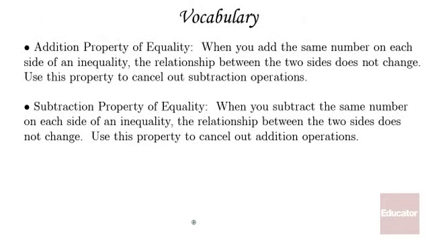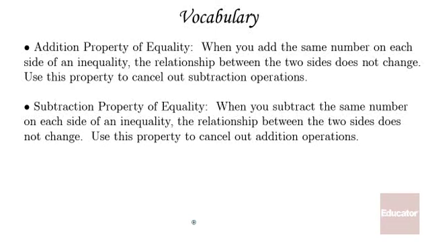Vocabulary for this lesson is the addition property of equality and subtraction property of equality. You've already seen these properties when solving equations. Basically, the addition property of equality says that when you add the same number on each side of an inequality, the relationship between the two sides does not change. You would use this property to cancel out subtraction operations.